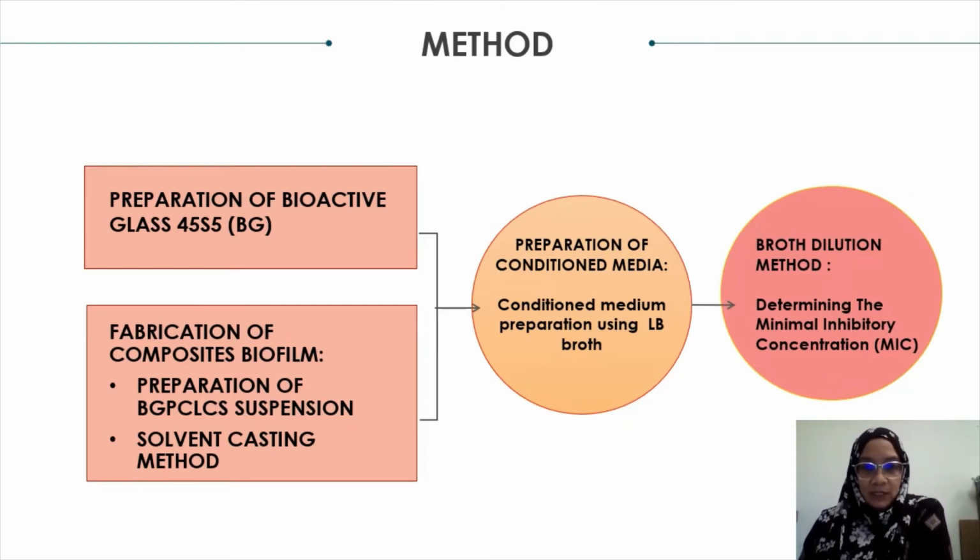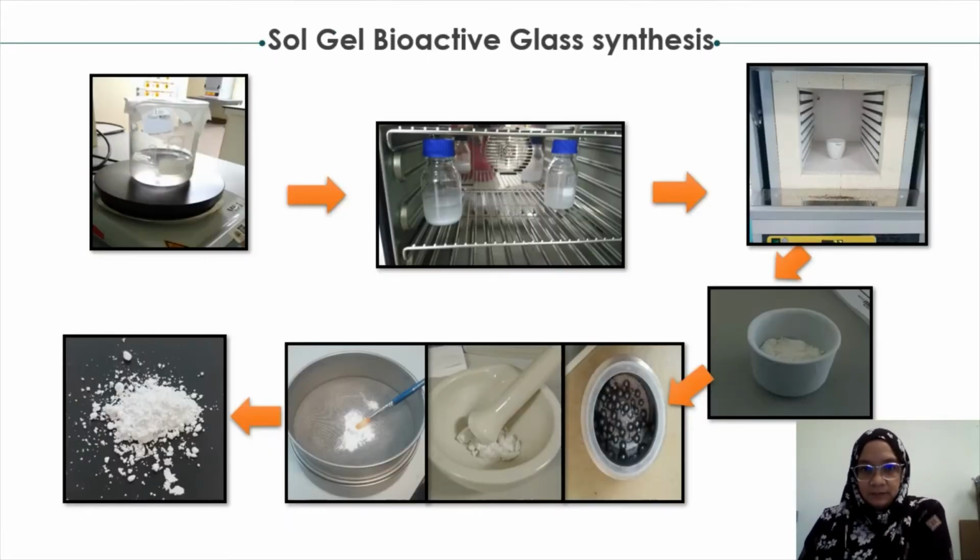The first part is bioactive glass synthesis. BG powder was prepared via sol gel method with 4-5-S5 formulation. Next, fabrication of biocomposite film include preparation of BG-PCLCS suspension, then proceed with blend film fabricated using solvent casting method, which was formulated with certain weight ratios. Then preparation of blend film extract, conditioned medium incubate with LB broth. And finally, minimum inhibitory concentration determination against Staph aureus by broth dilution method.